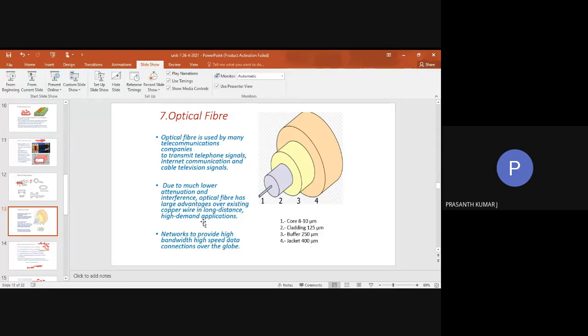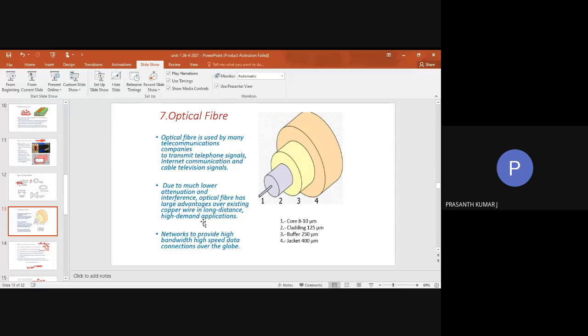Now, what are the advantages of this optical fiber cable? More bandwidth is available in optical cable compared to coaxial cable or waveguide or parallel wire. And nowadays we are getting high speed internet. Because of this optical cable, it is possible. Another advantage is in optical cable, what is the signal that is traveling? Light. Light is the signal that travels in an optical cable.